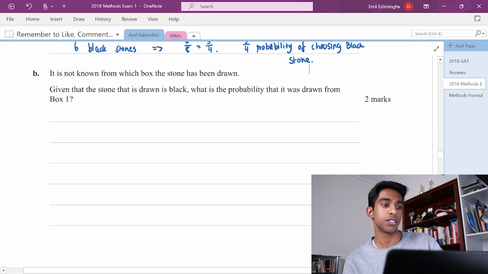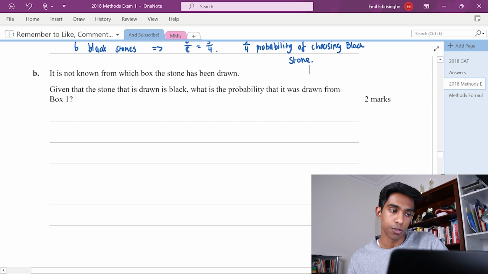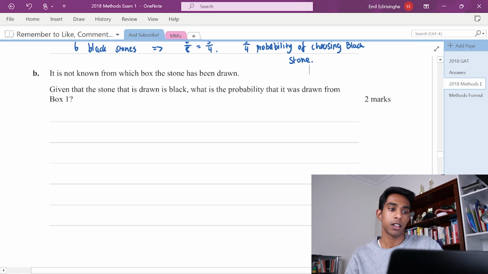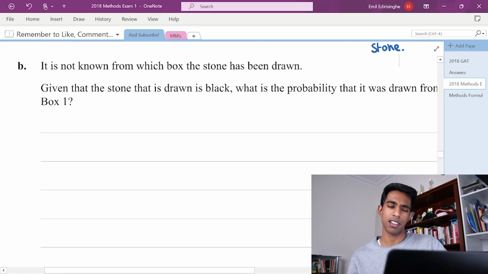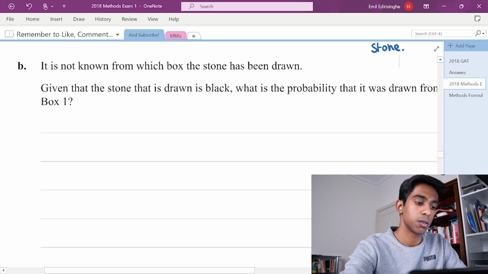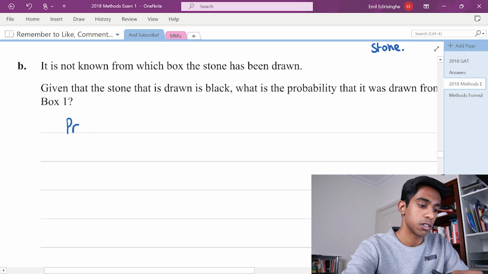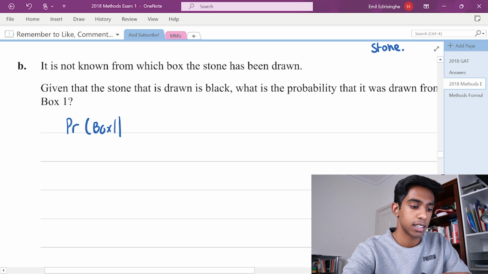The next question is that it is not known from which box the stone has been drawn. Given that the stone that is drawn is black, what is the probability that it was drawn from box 1? So this is a classic given-that probability question. So we're looking for the probability that the stone is from box 1, given that it's black.